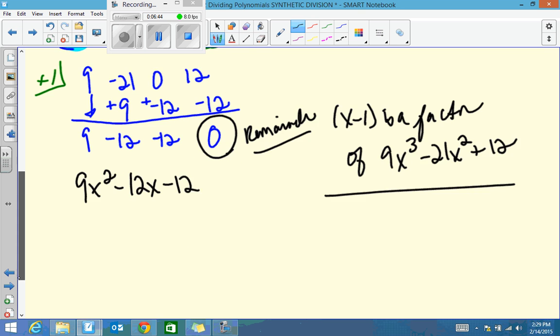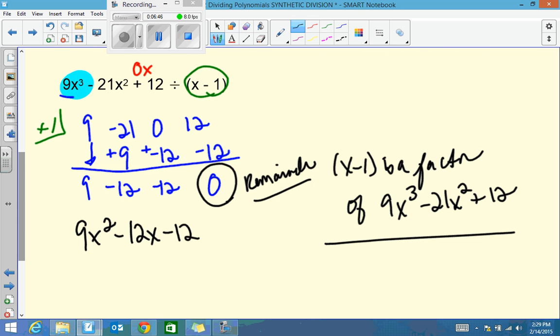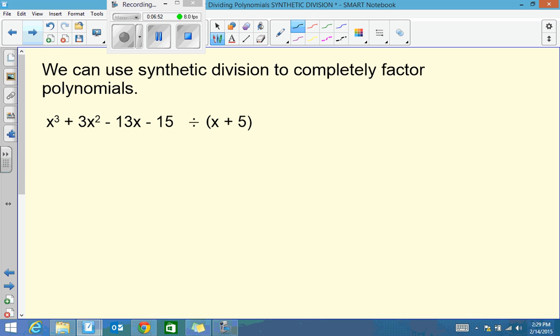Okay? Now let's go to the next page, and we're going to use this fact to go a little bit further. So we can use synthetic division to completely factor polynomials when we have that remainder of 0. So let's show that in this example. So again, first thing we do, let's see if we have any missing terms. We have an x to the third, x to the second, x to the first, and 0. So nothing missing there. So we can go ahead and begin.